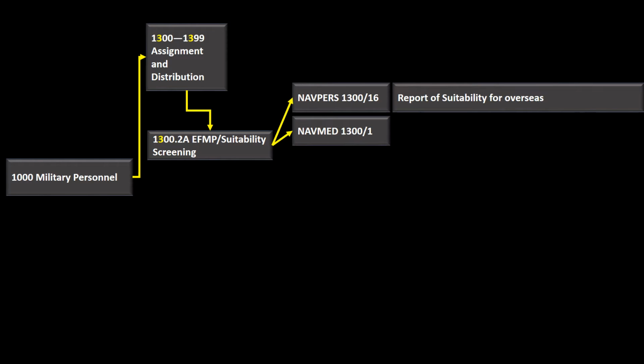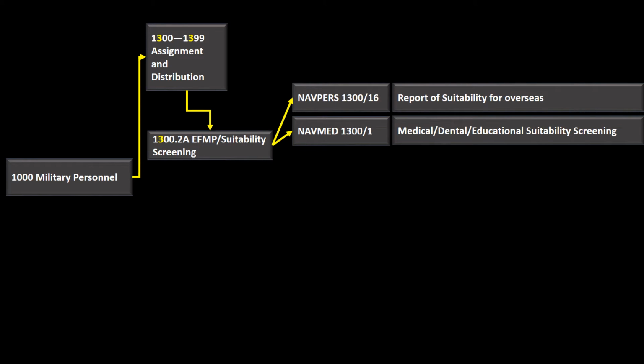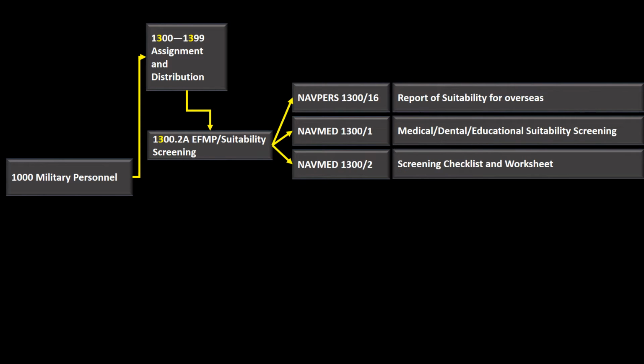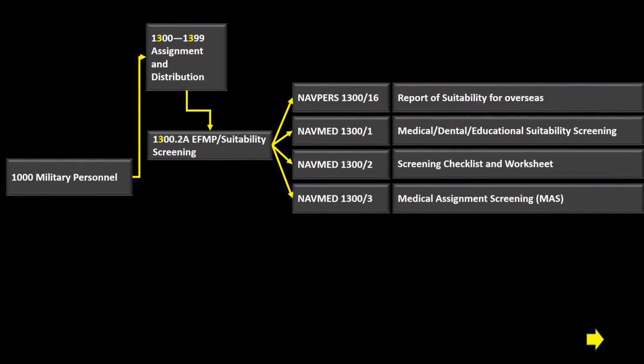Also, some forms in this instruction were the NAVMed 1300/1. So notice this is now a Navy medicine form. The other one is NAVPERS because that's your command saying you're good to go overseas. Well, the NAVMed is the actual medical, dental, and educational suitability screening. The NAVMed 1300/2, well, that's a screening checklist and work list that goes along with that. And another form mentioned in this instruction was the NAVMed 1300/3, which is a medical assignment screening. And this is something that's requested from NAVPERS when somebody has an unresolved issue pertaining to limited duty or a physical evaluation board.